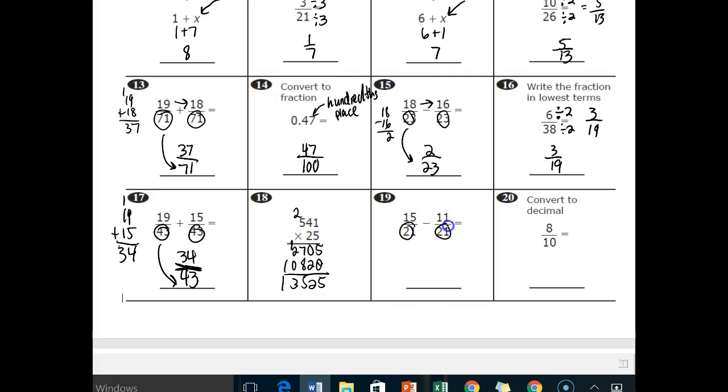Number 19 is exactly like number 15. So like denominators, so I'm going to keep my denominator the exact same, and then I'm just going to do 15 minus 11, which is 4.